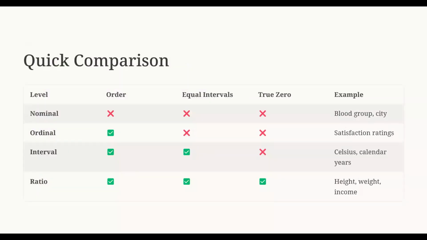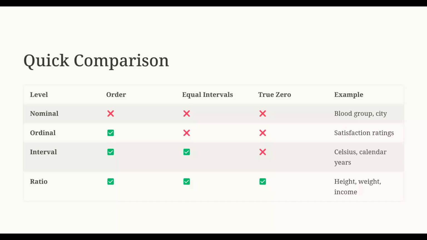So let's do a quick comparison of all four levels. Now nominal. Under the nominal category, we have no order. We have only categories. Examples are blood group, city, browser, eye color, etc.